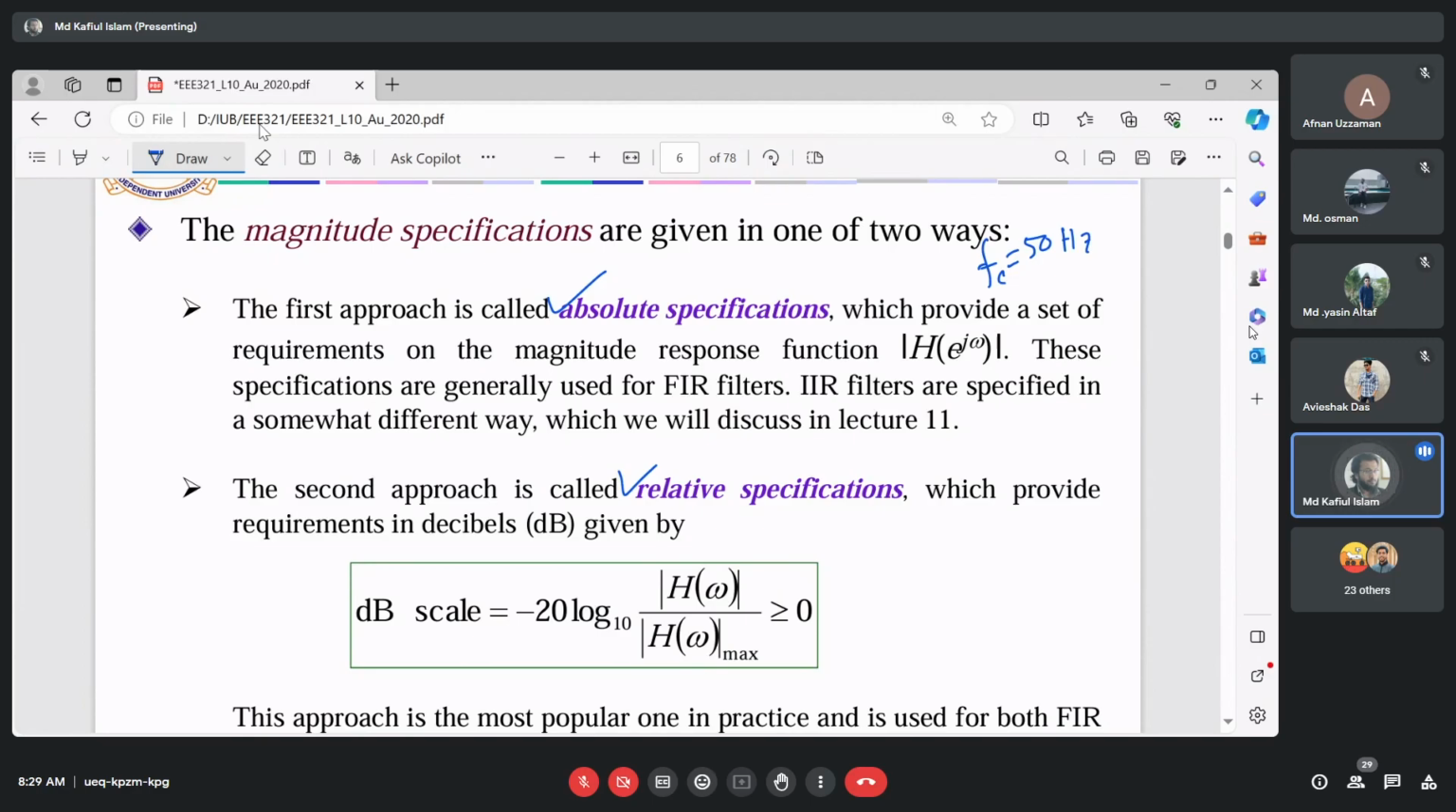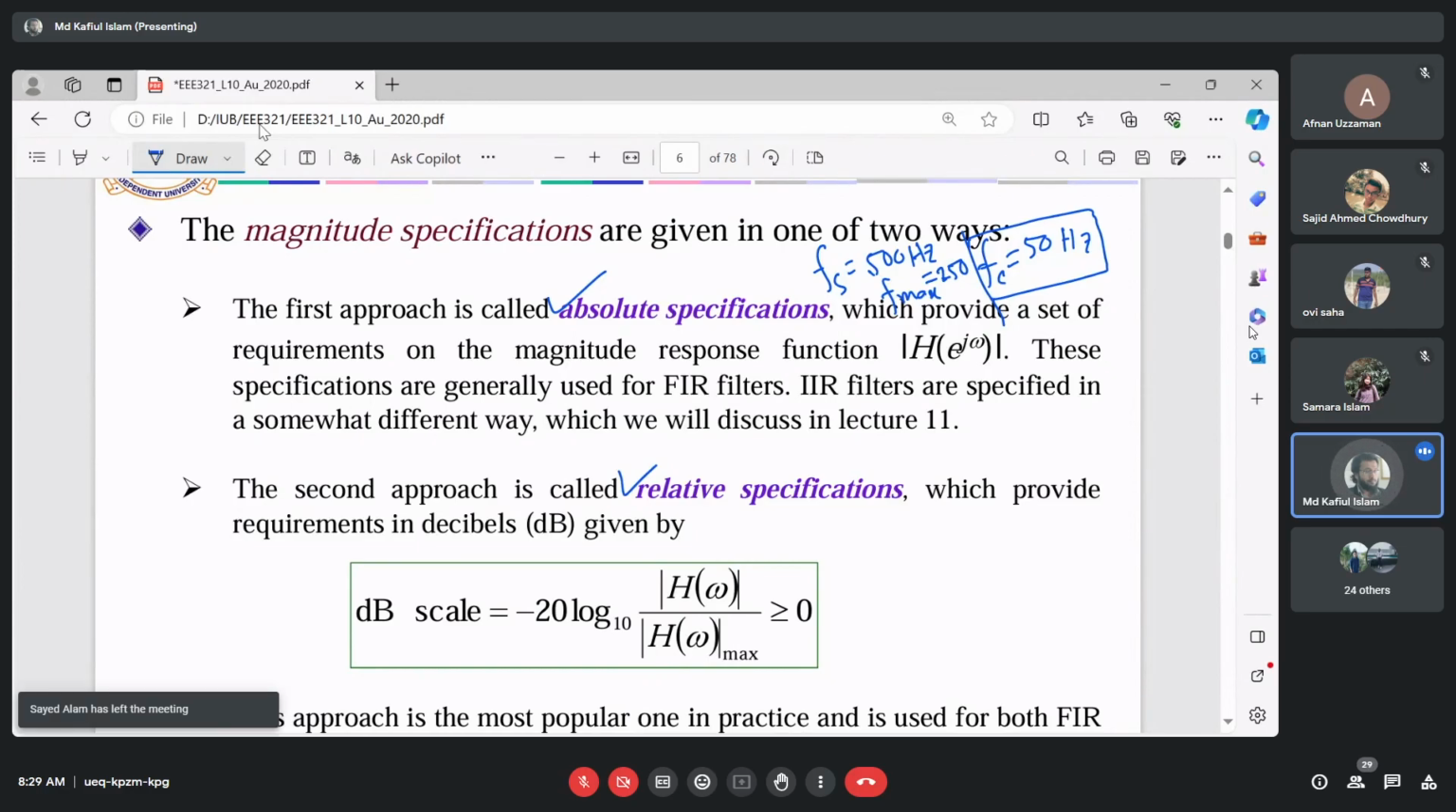For example, if I have a signal with an fs of, say, 500 hertz, what would be my f maximum? According to the Nyquist theorem, if I have a sampling rate of 500 hertz, what will be the highest frequency possible? 1000? No, it is actually half, 250. Right? So it will be 250 hertz. So if I say that the absolute specification of the cutoff frequency is 50 hertz, the relative specification, R for relative, is relative to the maximum frequency. That means 50 by 250.